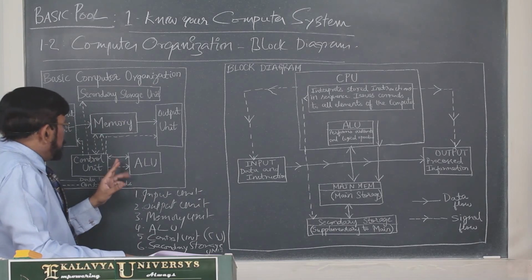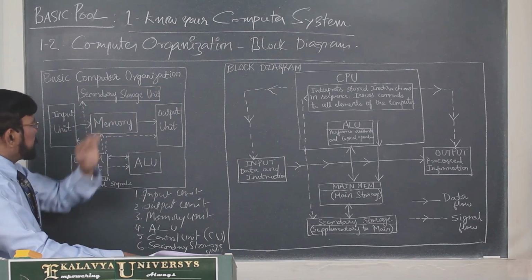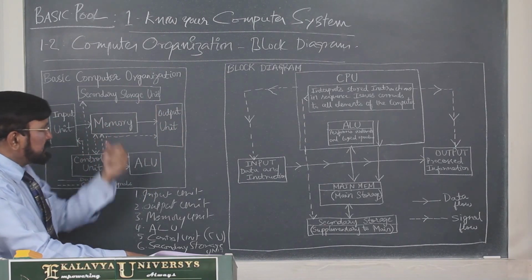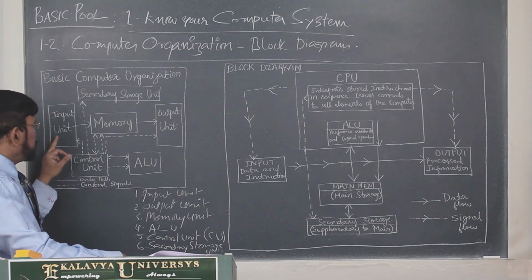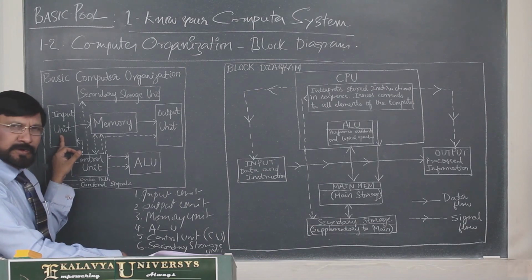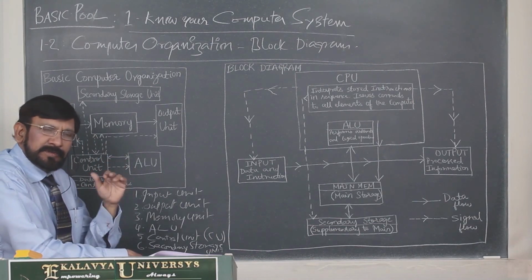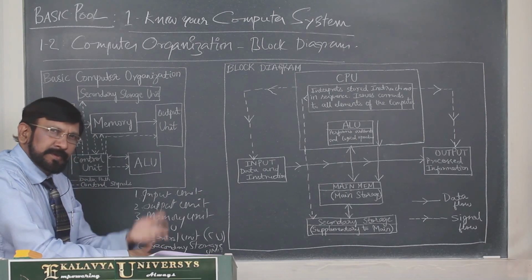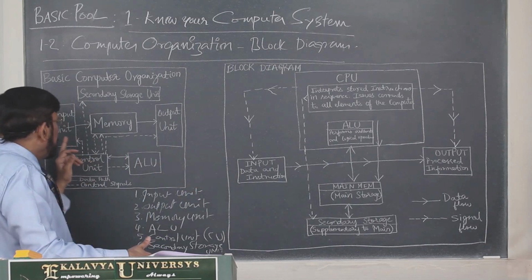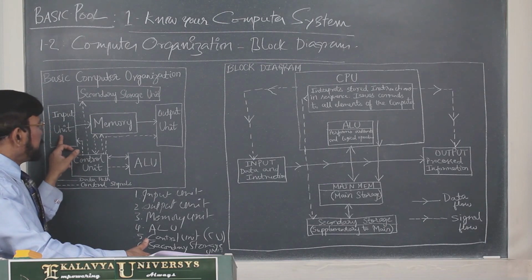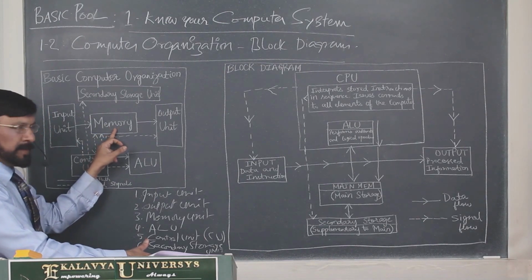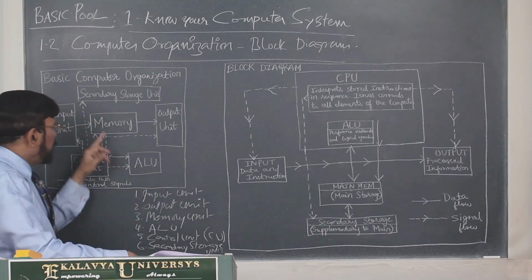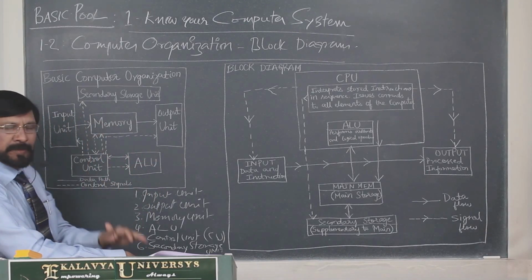Now, first let us consider this small figure. By this, you can understand the strategy behind it. Now you see, this is the input unit. Input unit is meant for giving inputs to a computer. It may be data or it may be an instruction. Then it goes to the memory. Whatever instructions or data we give, it is stored in the memory.